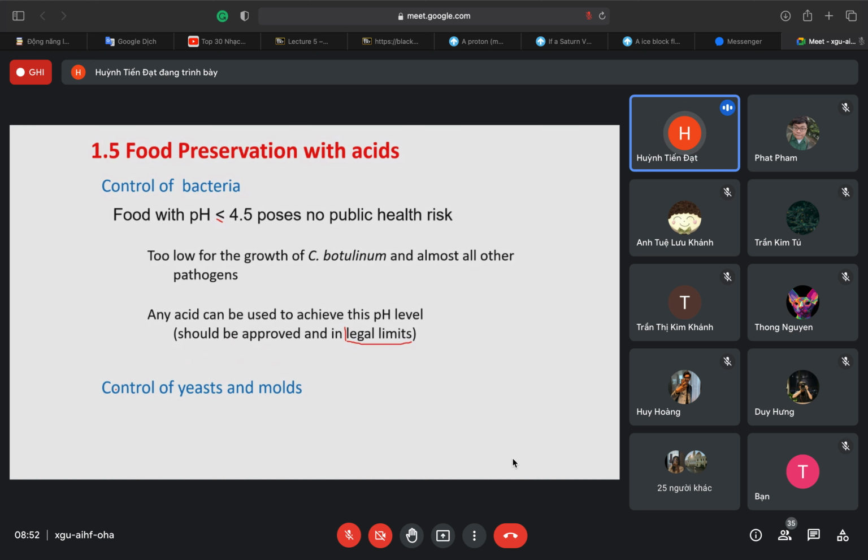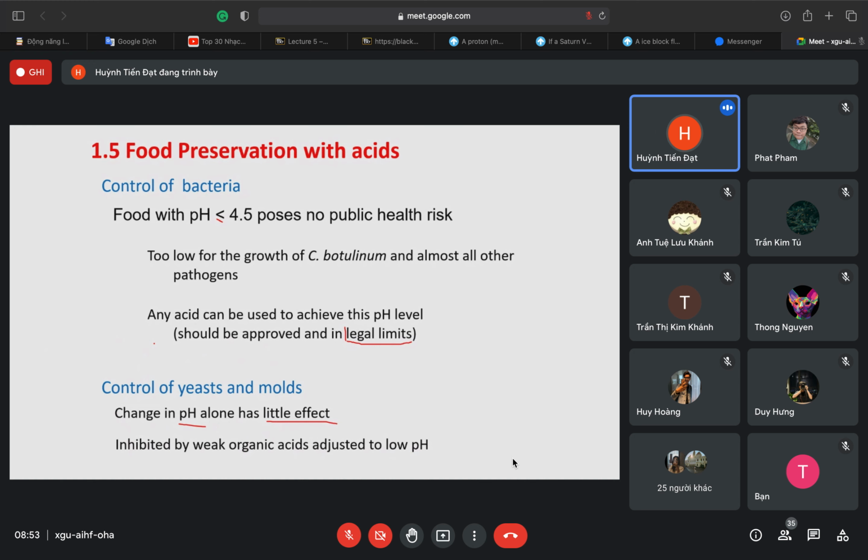You can use acid to control yeast and mold. They can be inhibited by weak organic acids adjusted to a low pH. Changing pH alone has little effect because, you see, the pH range of mold and yeast is a wide range or narrow?